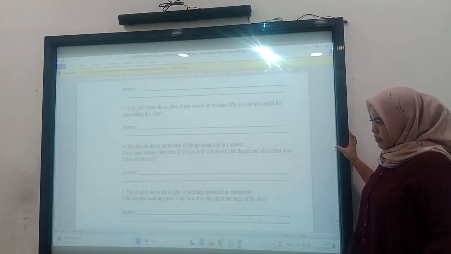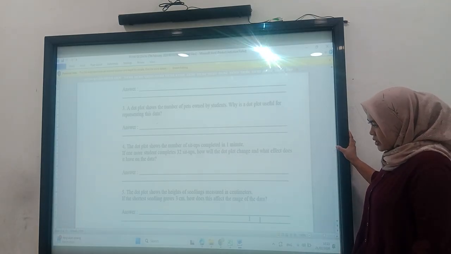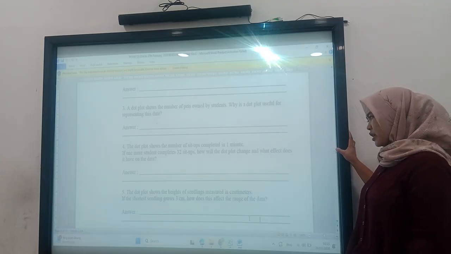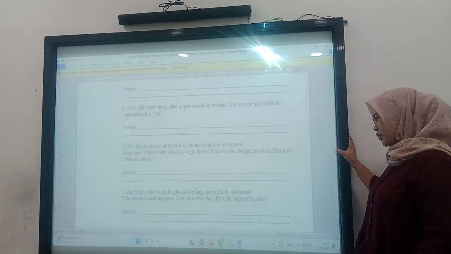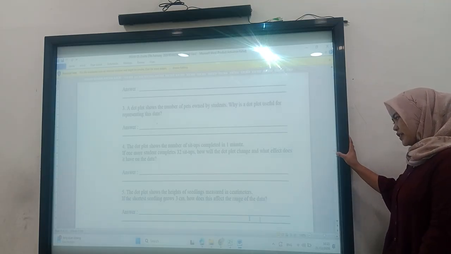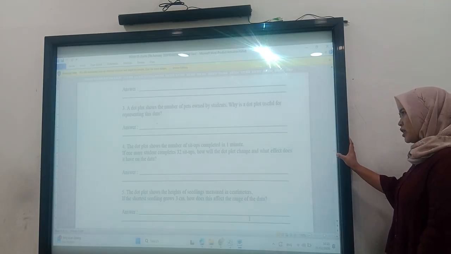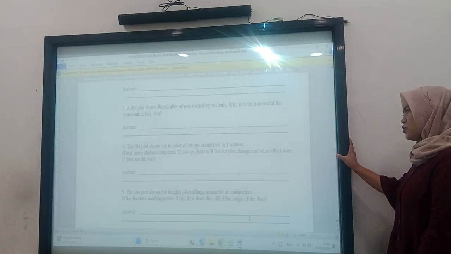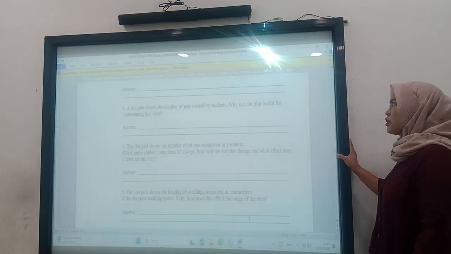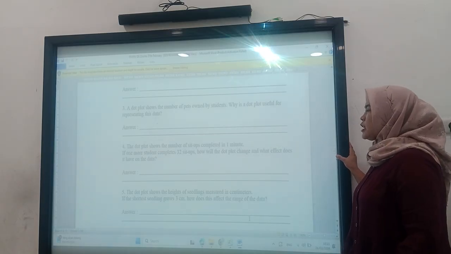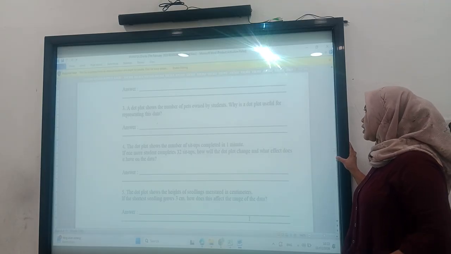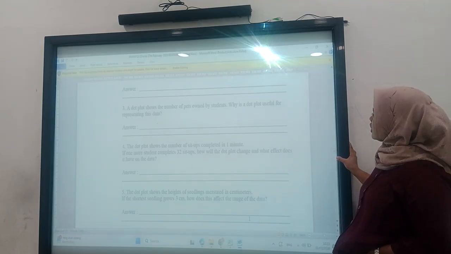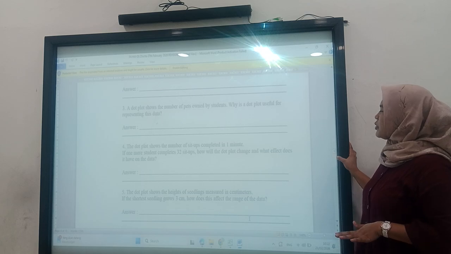And then number 5, the dot plot shows the heights of seedlings measured in centimeters. If the shortest seedling grows 3 centimeters, how does this affect the range of the data? The range of the data will become smaller, or shorter, because the minimum number increases.